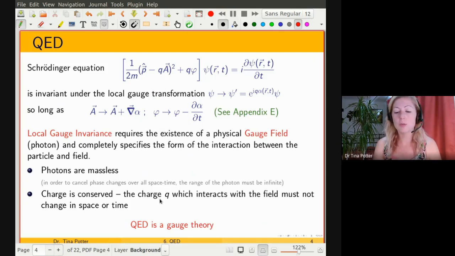So QED, quantum electrodynamics, is a gauge theory. Now, for this course, you do not need to know all the details of such things as a local gauge transformation. I am showing you for completeness. This will be tackled fully in the Part 3 course.